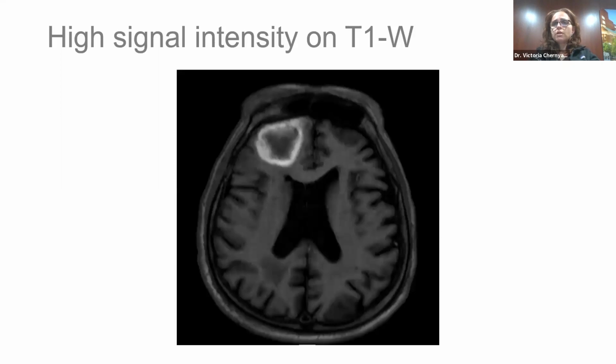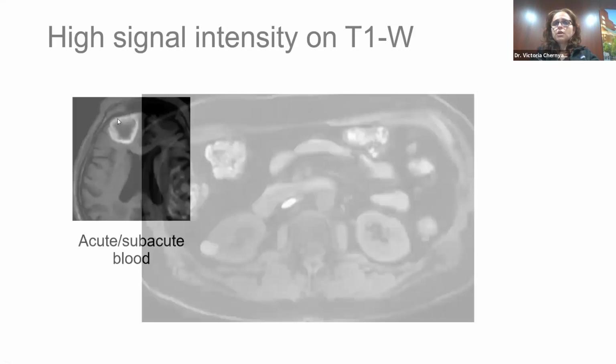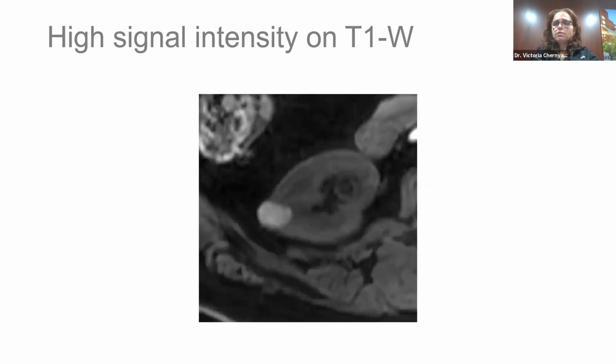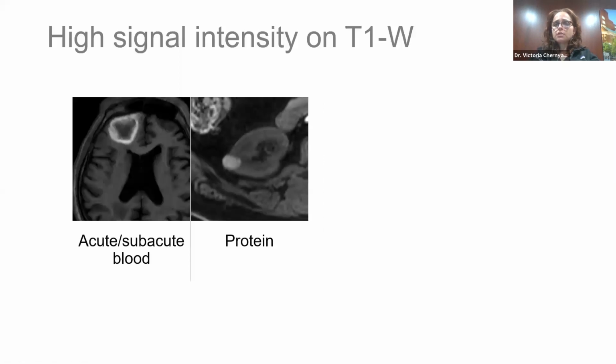There are several substances that are known to produce high signal intensity on T1 weighted sequences. So when we notice this high signal on an image, we know it's going to be one of these substances. One is subacute or acute blood, as you can see in this patient with a brain hemorrhage. In this patient with a very bright lesion in the kidney, this is actually a result of proteinaceous content in a cyst.